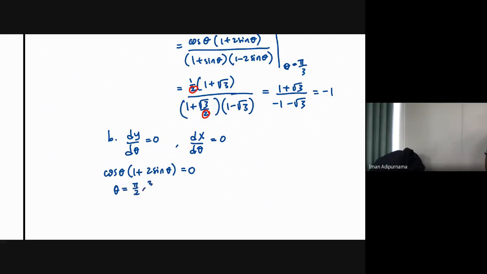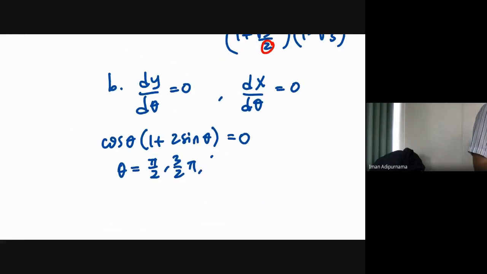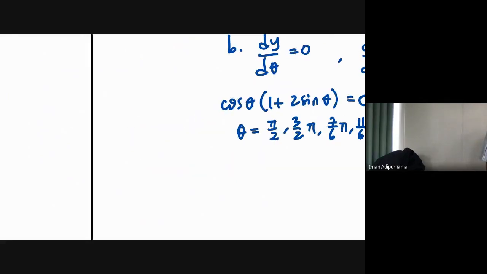Of course, it's pi over 2 and 3 over 2 pi. And how about the other one? We need to find when the sine is negative one half, so that plus 1 is 0, right? So theta here is 7/6 pi and 11/6 pi, when the sine will be negative. So negative half, so -1 plus 1 is 0, right? So either from here cos theta is 0, or maybe if you're confused, let me write here. We need to solve these two, so we have 2 equations.